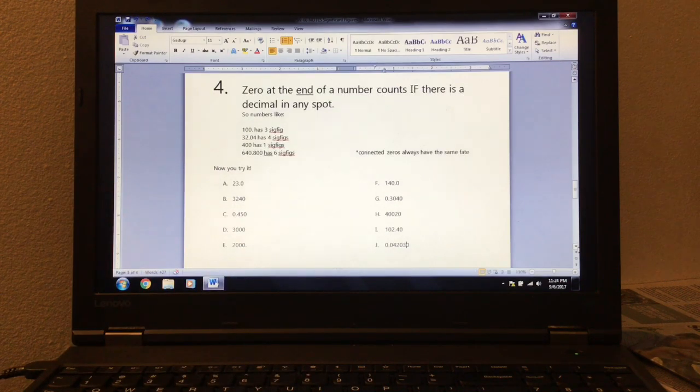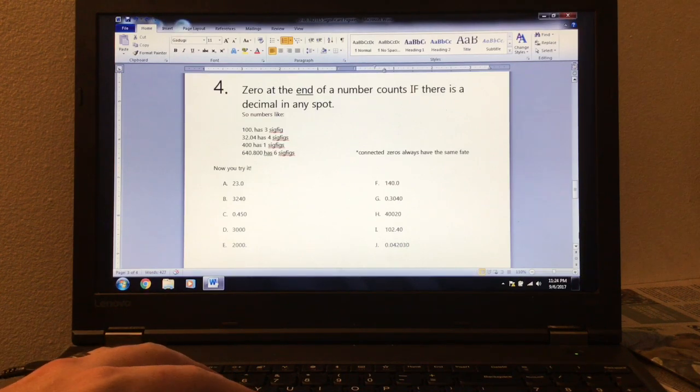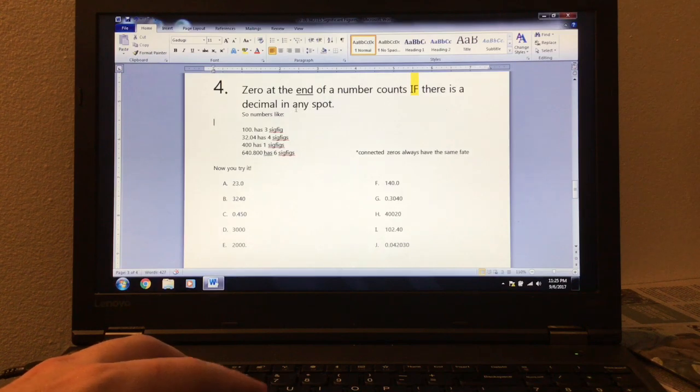So, number 4. Zeros at the end of a number count if there is a decimal in any spot. So there's a condition here, okay? Some zeros at the end count, some do not. And the condition is that there's a decimal anywhere in the number, doesn't matter where it is.